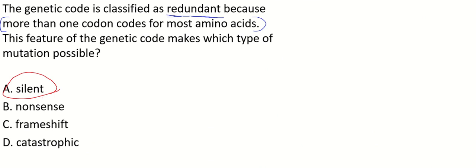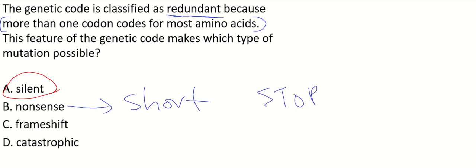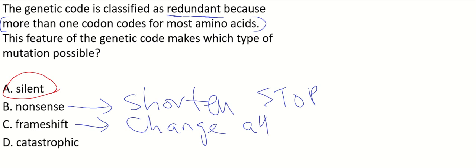Let's go over the other ones. Nonsense mutation. What do they do? They shorten proteins. They put a stop instead of an amino acid. They replace an amino acid with a stop codon. So they shorten proteins. Frame shifts. They change all the amino acids after the mutation point. From the mutation point on, change all amino acids.